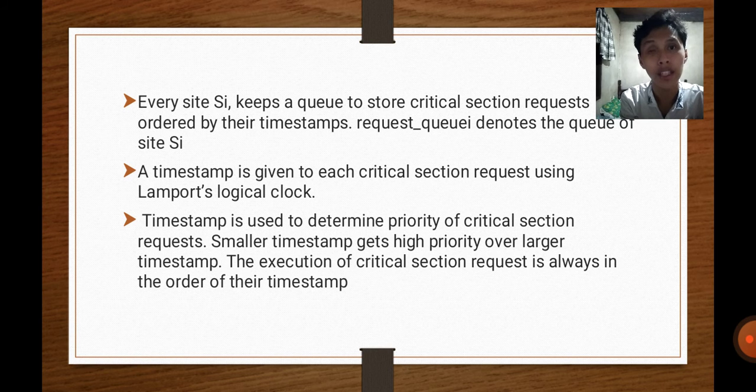Every site Si keeps a queue, request_queue, storing critical section requests ordered by their timestamp. request_queue_i denotes the queue of site Si. A timestamp is given to each critical section request using Lamport's logical clock. The timestamp is used to determine the priority of critical section requests. A smaller timestamp gets priority over a larger timestamp. Execution of critical section requests is always in the order of their timestamp.